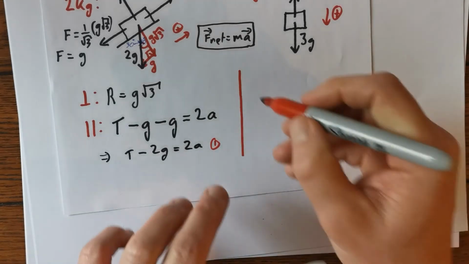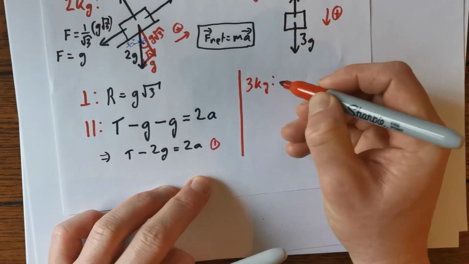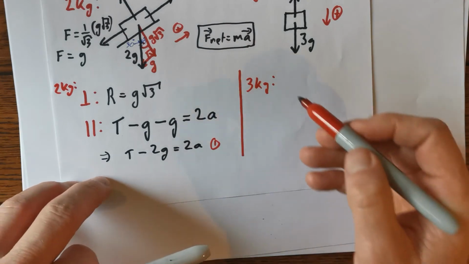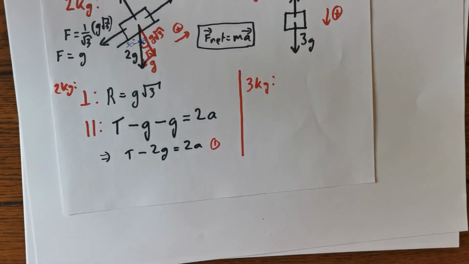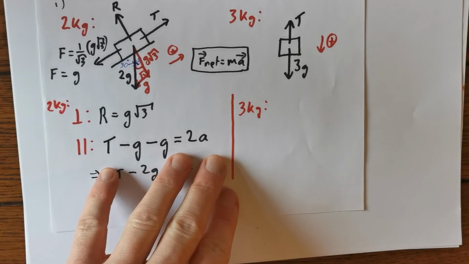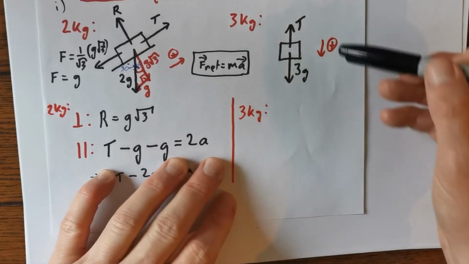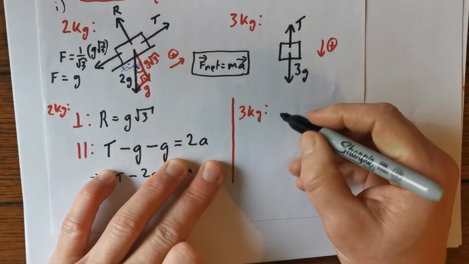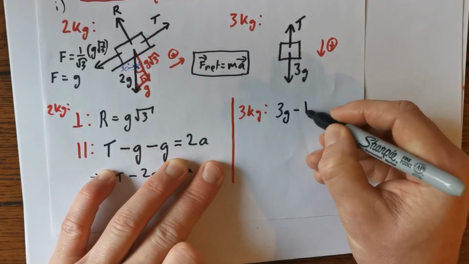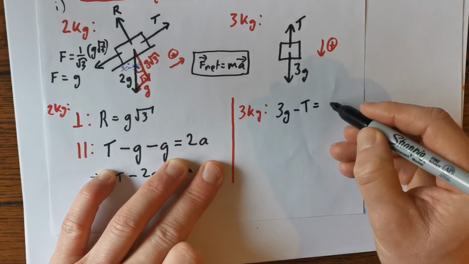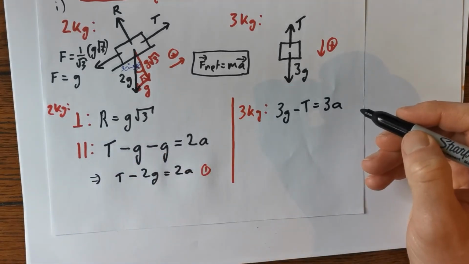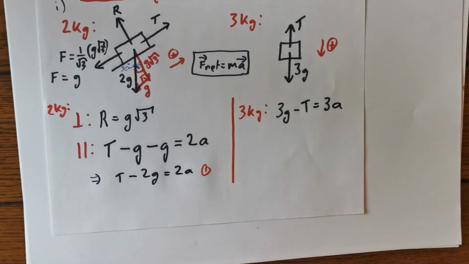Looking at the 3 kilogram particle, those forces I should have said were for the 2 kilogram particle. Looking over here at the forces on the 3 kilogram particle, this is a much simpler system altogether. It's down positive, so the positive force is 3g, the negative force is T, which means the net force will be 3g subtract that T. And that's equal to the mass times the acceleration, where the mass is 3, times the acceleration a. That's just as simple as I'm going to make that. That's equation number 2.